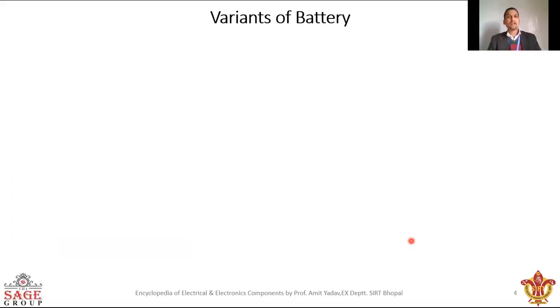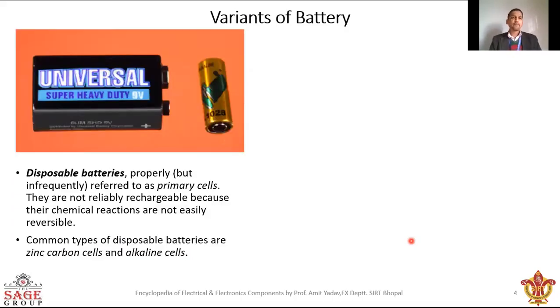is the variants of batteries. Basically, batteries have two variants. The first one is the disposable battery. In this diagram, you can easily identify how a disposable battery looks. Normally, what is a disposable battery? As its name suggests, these are batteries which we cannot recharge again. Okay, these batteries can be used only once. After discharging, we cannot use them again. Okay, so that's why they are called disposable batteries.